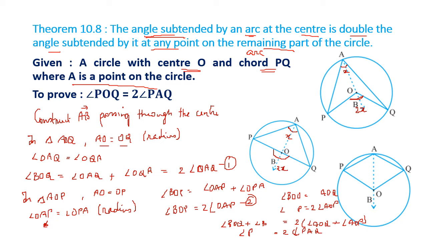But here something has changed. Here PQ is passing through the center. So when it is passing through the center, this should be 180 degrees, right? A straight line is 180 degrees. So this will be half of 180, or 90 degrees. So what do you come to know from here? The angle made in a semicircle is always a right angle. So whenever you have a semicircle, remember this is a new theorem, we'll do it later. The angle made in a semicircle is always a right angle.